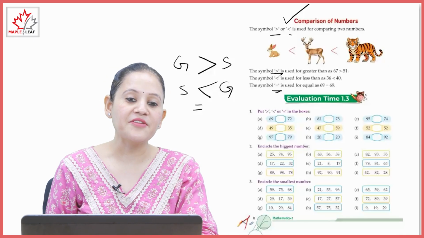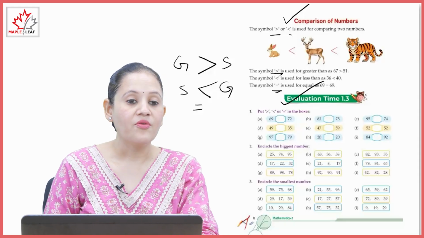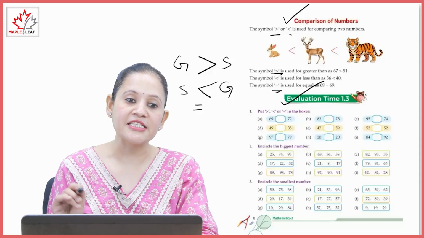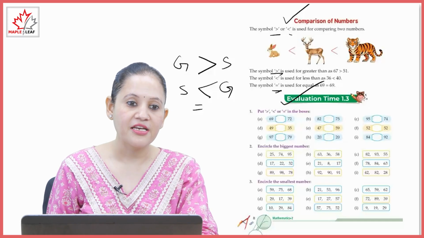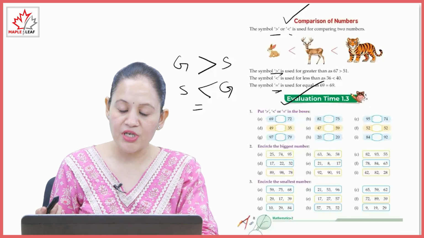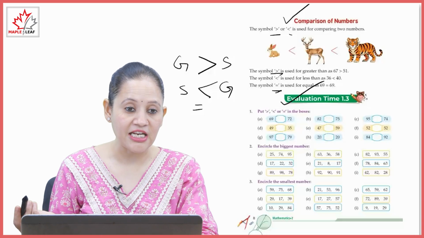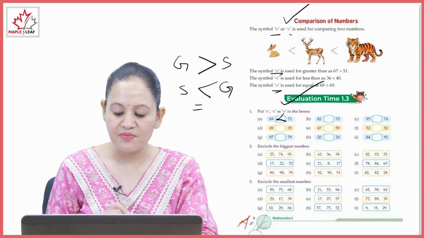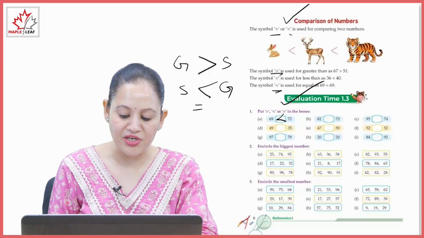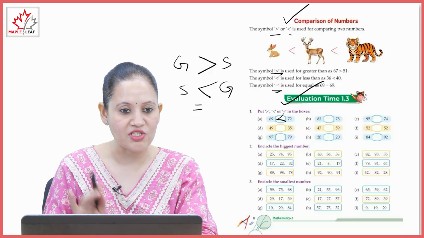Clear? Next, evaluation time 1.3. We have to put greater than, less than and equal in the boxes. So we'll compare the number and accordingly we'll put the sign. 69 and 72. So we know 72 is greater than 69, or we can say 69 is less than 72. So we'll use the symbol less than. Tail side पे हमेशा smaller number आएगा, so 69 is less than 72.